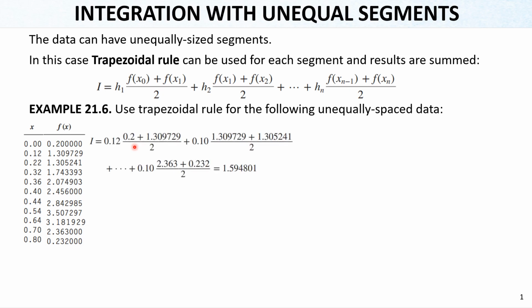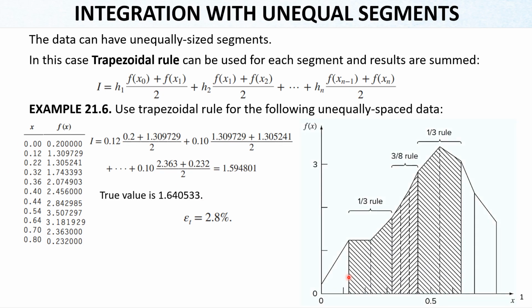For this, we simply use the trapezoidal rule at each integral, like here, here, like this. Then sum them all to get the integration. The true value was this. When you use the trapezoidal rule at each segment, the error is 2.8%. This is pretty good actually, because we are using a kind of a composite trapezoidal rule with too many data, so it's getting closer to the true value. You can see on the right hand side the segments of this integration with trapezoidal rule, which gives a linear interpolation or linear approximation of the areas.